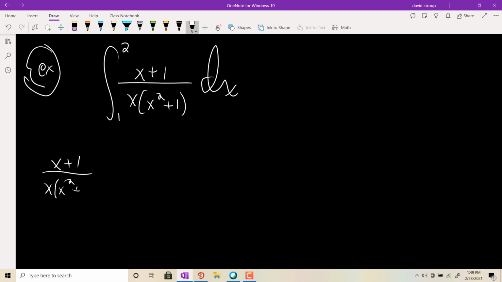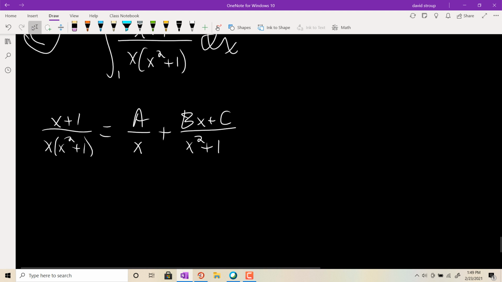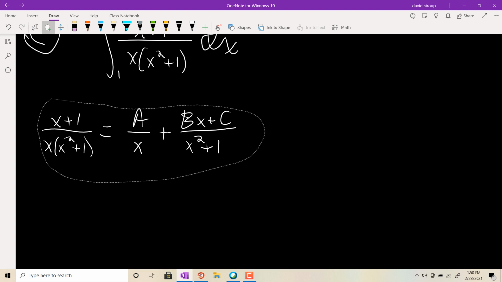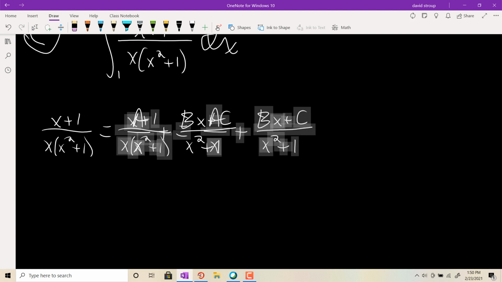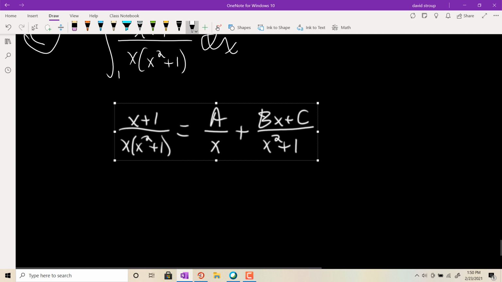x times x squared plus 1. Okay, so I have two factors. One is linear, one is irreducible quadratic. So I have one fraction for the linear, one for the irreducible, and this will be a, this will be bx plus c. Okay. So I want to multiply to get rid of the denominators. As usual, I didn't leave myself enough room to do that, so I'm going to move this over here.